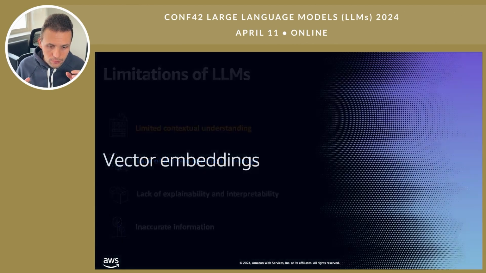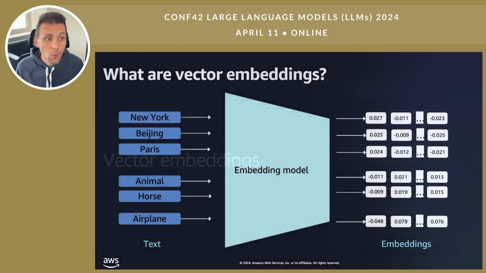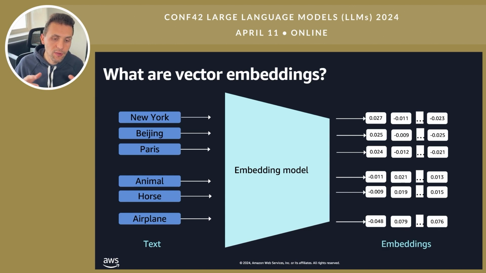So with the limitations that we know, what are the solutions that we can put in place to help solve this problem? There is something called vector embeddings. And what are vector embeddings? Vector embeddings use these foundational models. Embeddings are semantic representations of words, translated into mathematical vectors, float vectors.